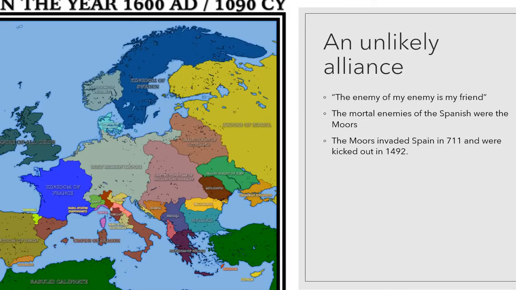Now, of course, this struck an unlikely alliance at the time. There's a saying in English, the enemy of my enemy is my friend. Now, who was the main enemy of the Spanish in Spain? The main enemy were the Moors. The Moors were people from northwest Africa. Till today, you have a country called Morocco. You have a country called Mauritania, coming from that word Moor.